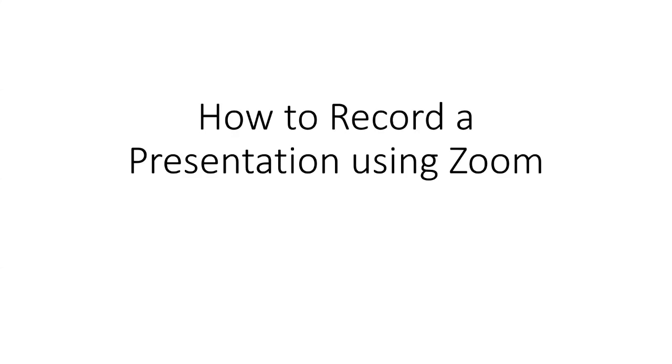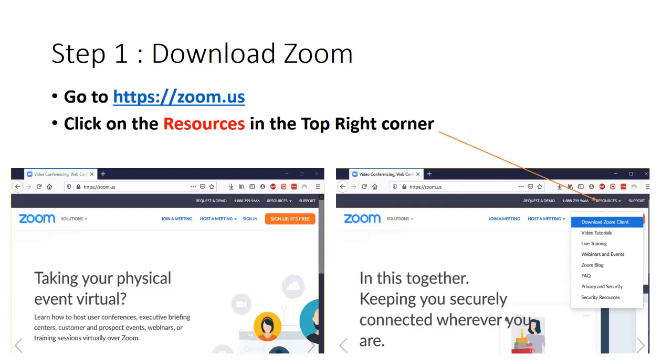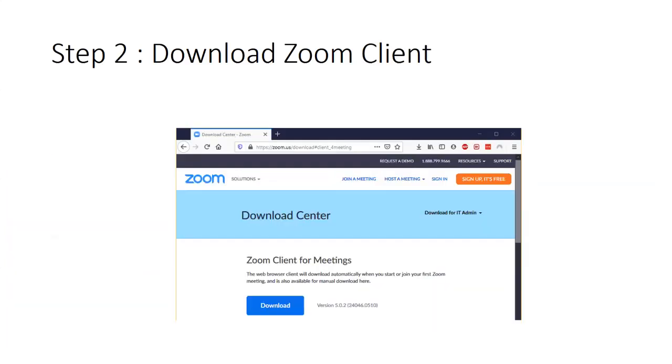Let's start by downloading the correct Zoom client. To do that, you would have to go to zoom.us. And if you notice, on the right-hand corner, you have a resources button. As soon as you click on the resources button, you'll have a pop-down menu. Select download Zoom client from that pop-down menu. The website will take you to another page.